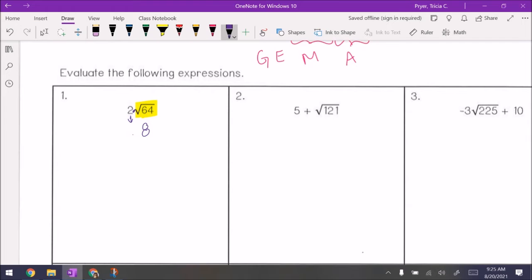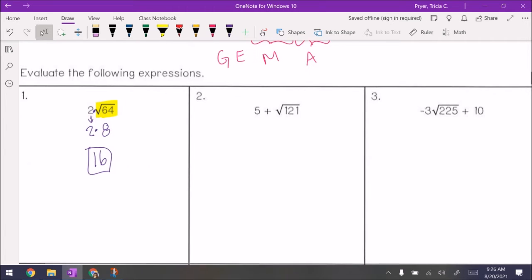Okay, good. It's being multiplied. So 2 times 8. So we're not done yet. This is a numeric expression. We just have to multiply and the answer is 16. So it wasn't 8 or 32. It was 16.